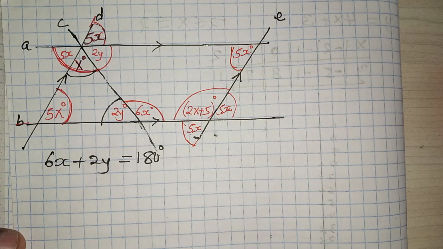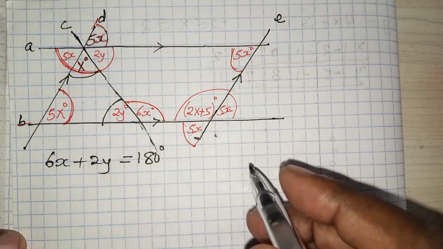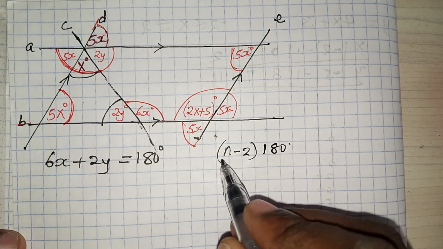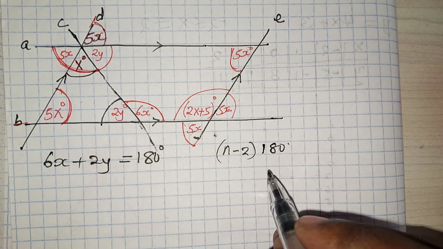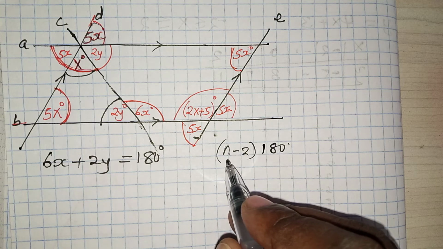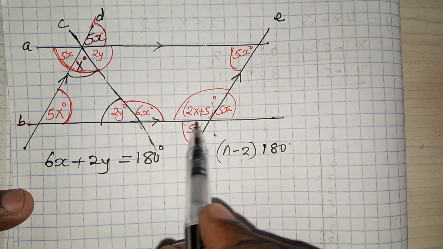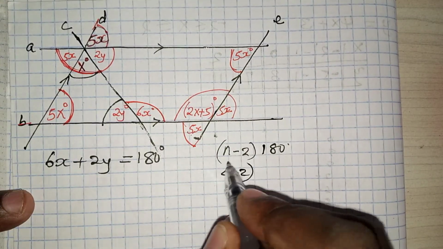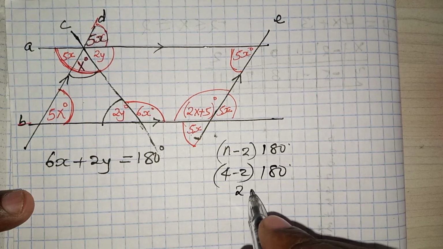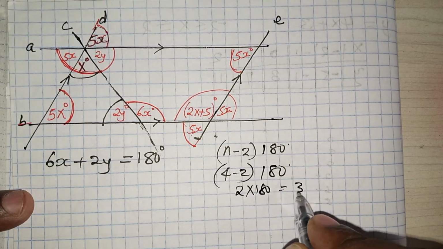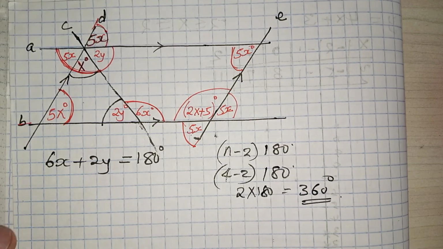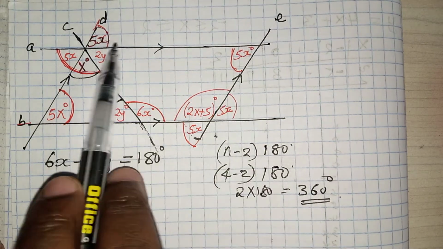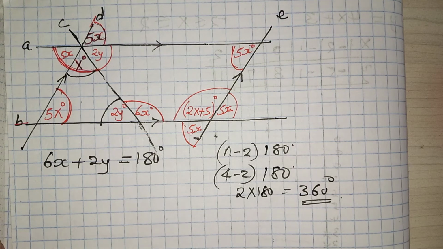So we can now easily form another equation using the property of sum of interior angles of a quadrilateral, or a four-sided figure. From the formula n minus 2 multiplied by 180, which gives us the sum of the interior angles of a polygon where n is the number of sides. This polygon has 1, 2, 3, 4 sides, so 4 minus 2 times 180, which is 2 times 180. This is 360 degrees. The angle sum of a four-sided figure like this one should be 360 degrees.